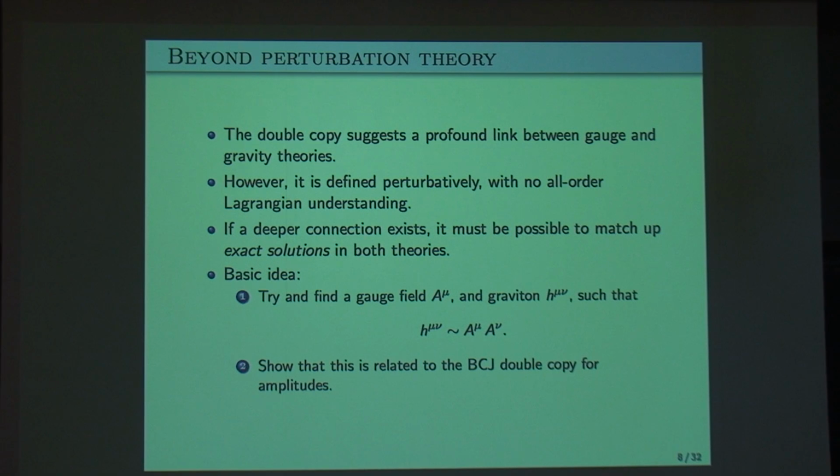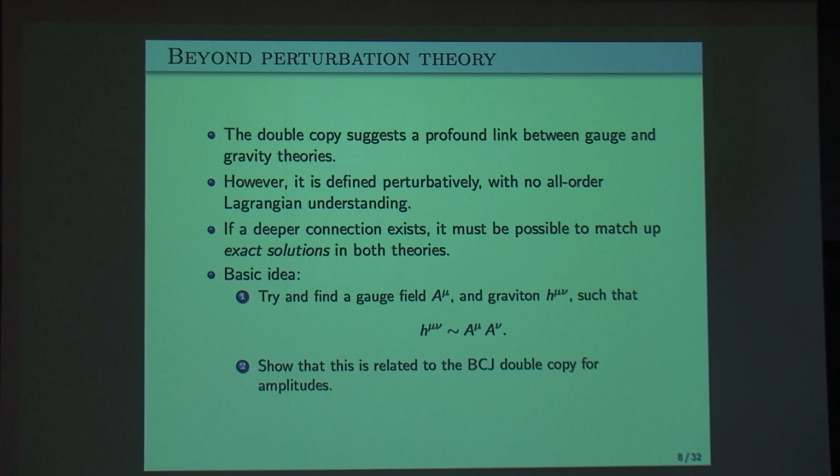Now, if a deeper connection indeed exists between these two types of theory, then it must be possible to take exact solutions in both theories, so things that are not fixed-order perturbative expressions, and to show that those actually match up as well. And then that's more evidence of the double copy being correct, but also opens up more uses for the double copy. So the basic idea of what we're trying to do is as follows.